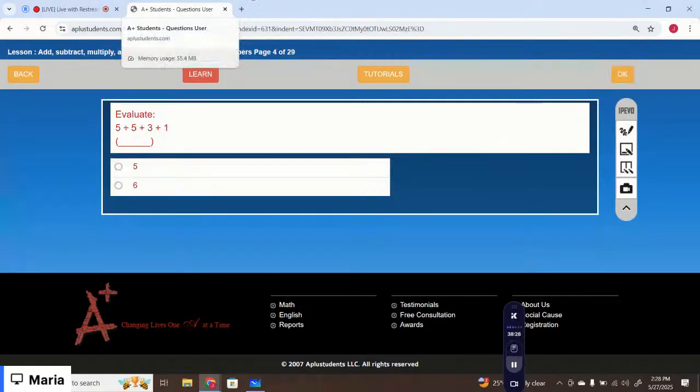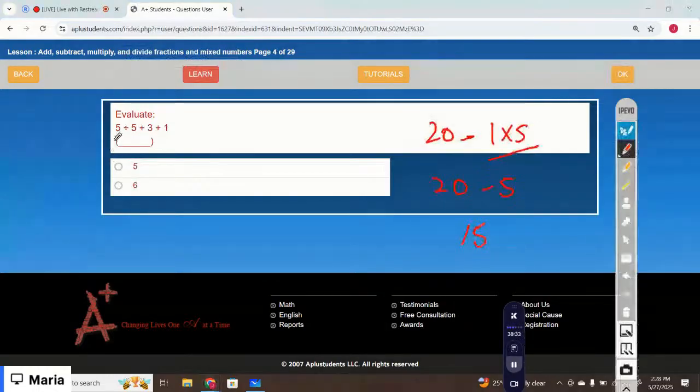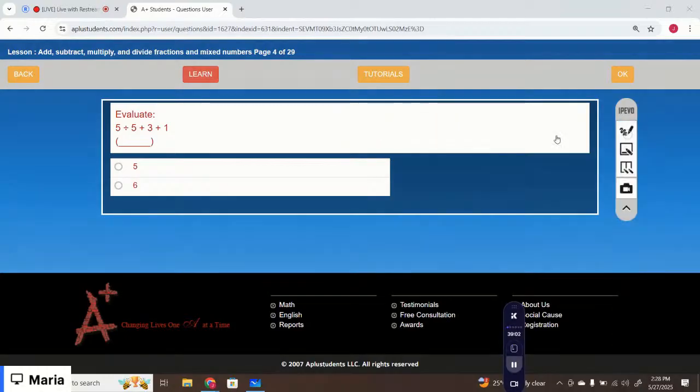Evaluate 5 divided by 5 plus 3 plus 1. So the first thing is you need to divide, right? Because division has higher priority over addition. 5 divided by 5 is 1. And then 1 plus 3 plus 1 equals 5. Option number 1 is the correct option.